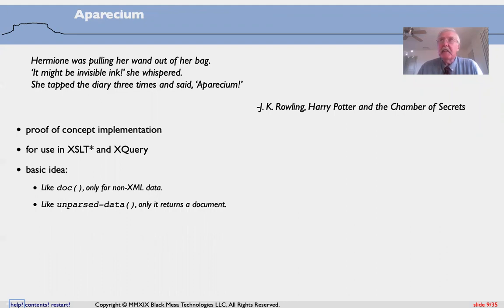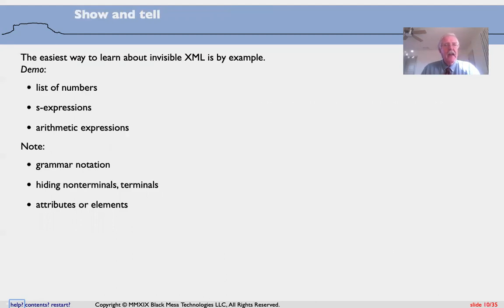It's for use in XSLT and XQuery, although at the moment it's available only for XQuery. The XSLT version will come along soon, I hope. And the basic idea is to provide a function that's like the doc function, except that I can use it for non-XML data. Or equivalently, like the unparsed data function, only instead of returning a string, it returns a document with the structure of the information. The easiest way to learn about invisible XML is probably by example.